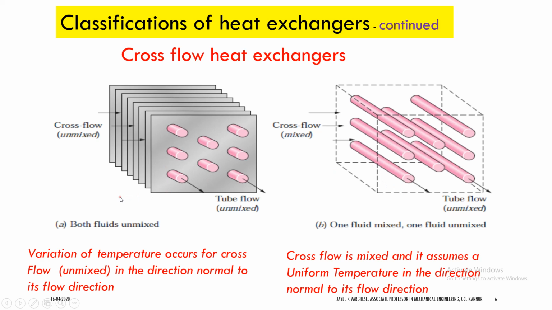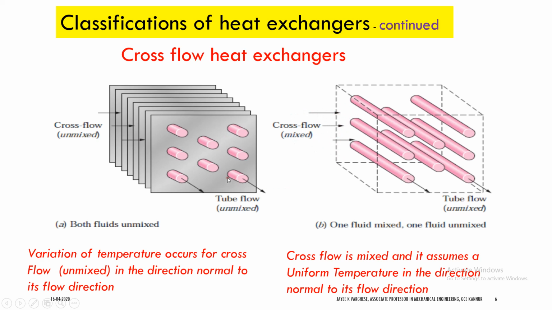So in cross flow heat exchangers, both the fluids are flowing in directions perpendicular to each other. So here in both these cases, the pink one shows the tubes through which the fluid is flowing. Typically this is a hot fluid flowing through the tubes. Here also hot fluid is flowing through the tubes, and the cross flow is the one which flows at 90 degrees to the direction of flow of the tube fluid. So the black arrow shows the direction of flow of the cross flow. Again on the right side also this shows the direction of flow of the cross flow.